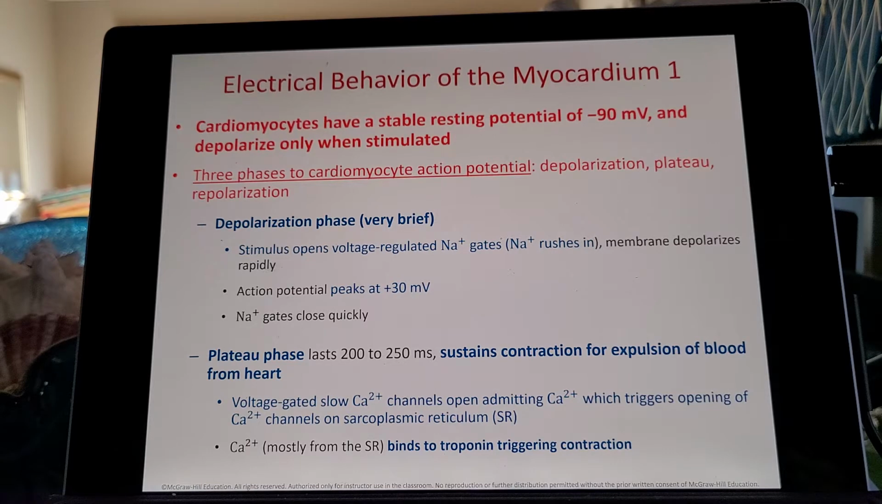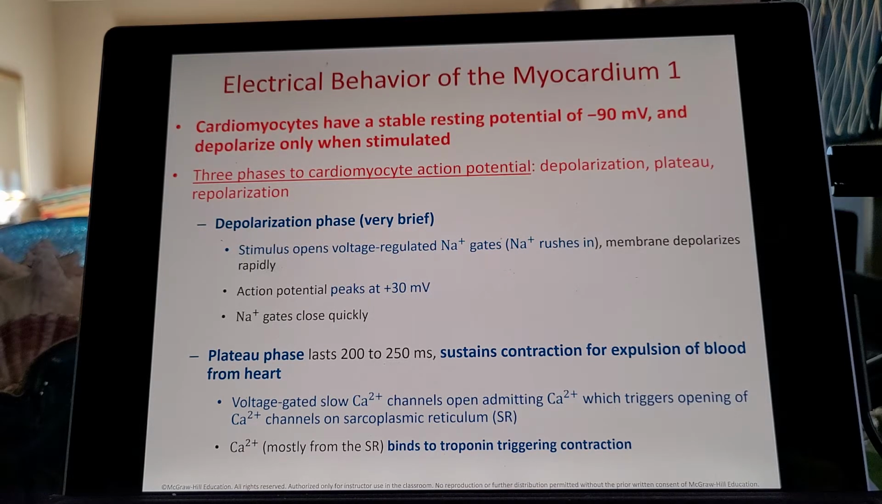We start off with depolarization. It's a very quick, very fast section. Once you're stimulated, voltage-gated sodium channels open. The positively charged sodium comes in, quickly increasing the charge on the inside of the cell to positive, peaking at around positive 30 millivolts. And then those gates close up.